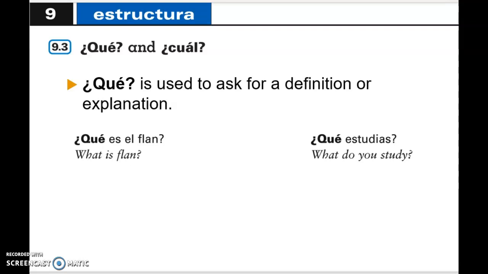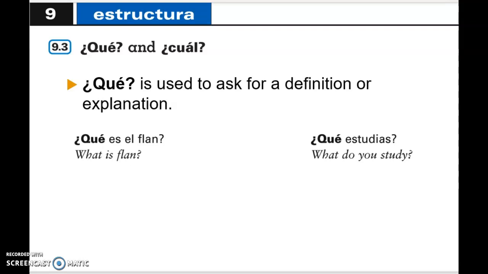¿Qué is just to ask for a definition or an explanation. Just think about the situations whenever you're asking something and you have no idea what the answer might be. For example, ¿Qué es el flan? What is flan? If someone has no idea and is asking you, that person might be thinking, is this an animal? Is this a dish? Is this a drink? I have really no idea what this is. So that's why I'm asking you, and I'm asking for a definition or an explanation.